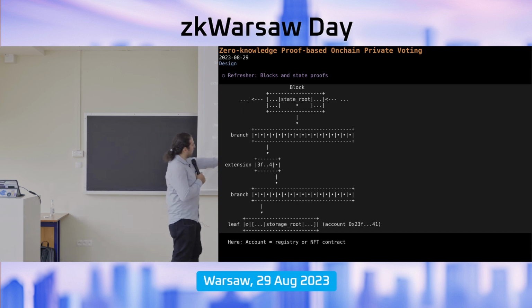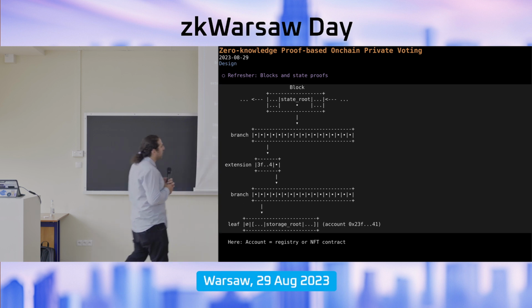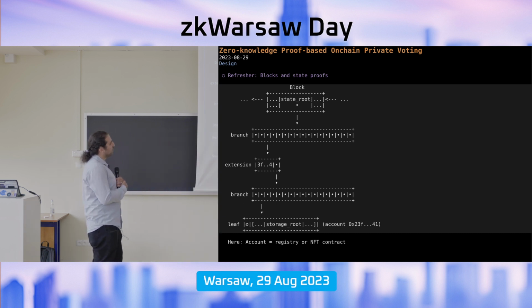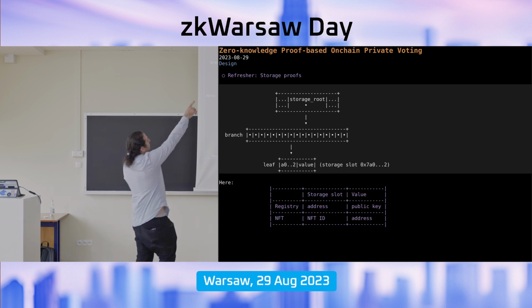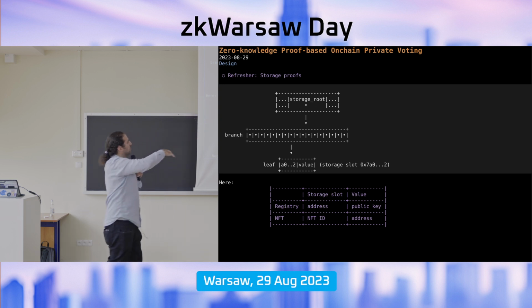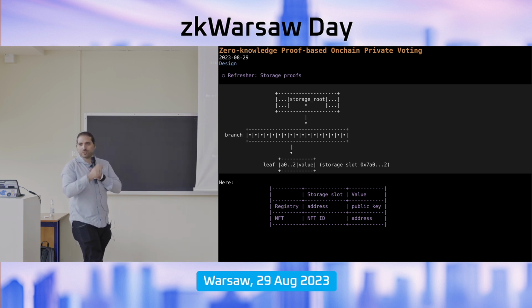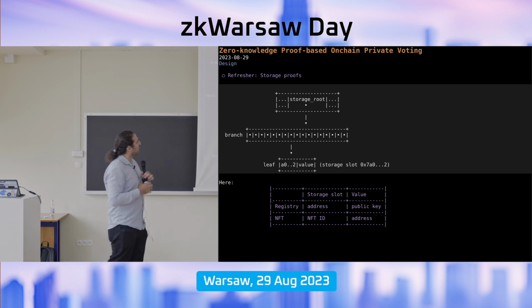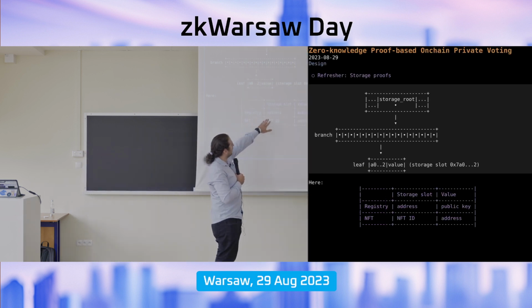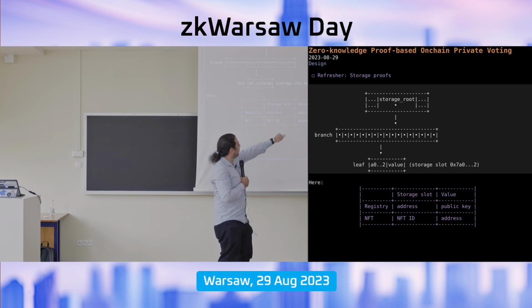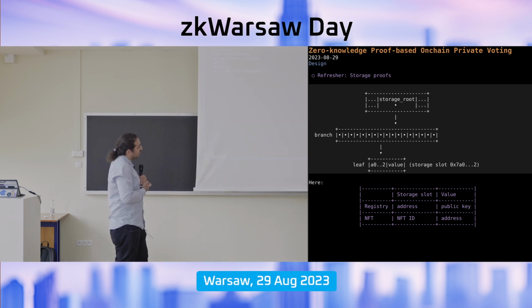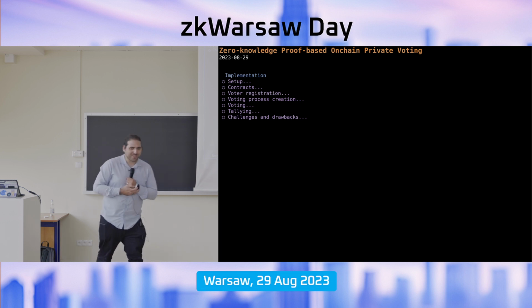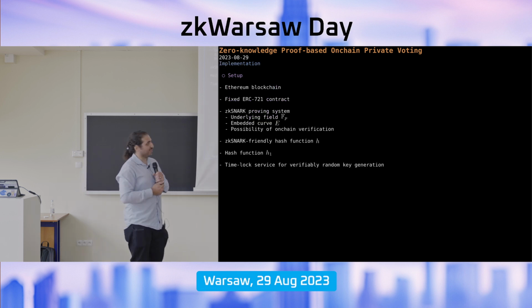In our case, we have two contracts, a registry contract and an NFT contract, that have to be traced down to. And then once you're in one of those contracts, you trace from the storage root down to the value you actually want to recover from a certain storage slot. In our case, for the registry contract, we want to associate a Baby Jub Jub public key with an address. And in the NFT contract, you want to go from an NFT ID to the same address. So now I'll talk about the implementation in a bit more detail and where the challenges lie.